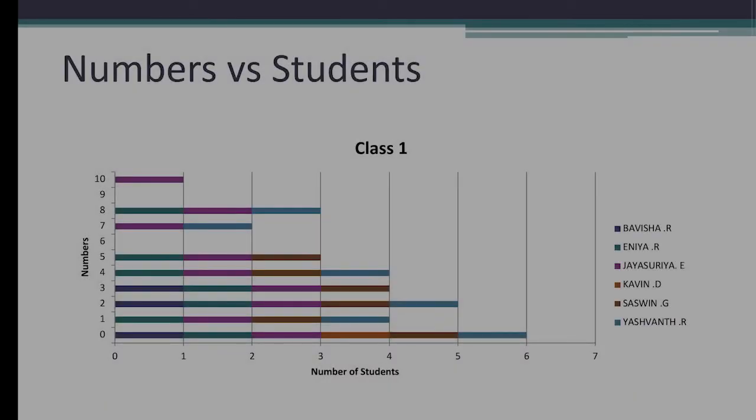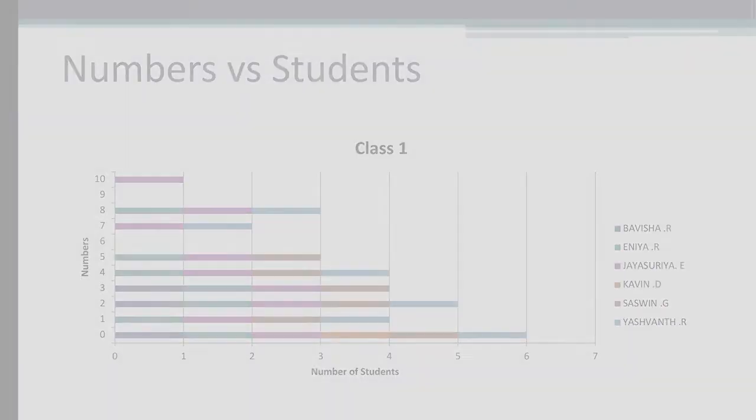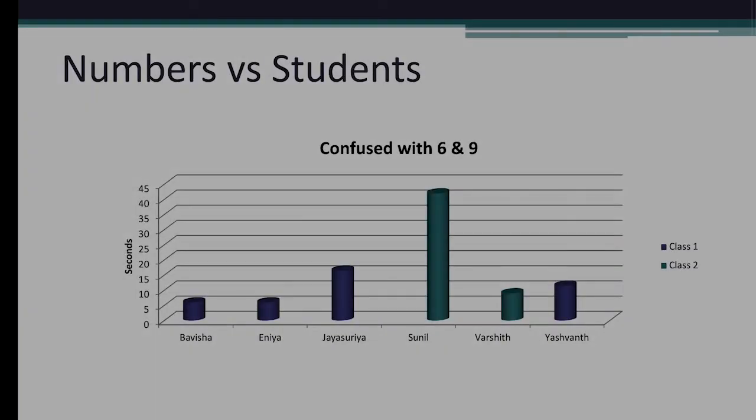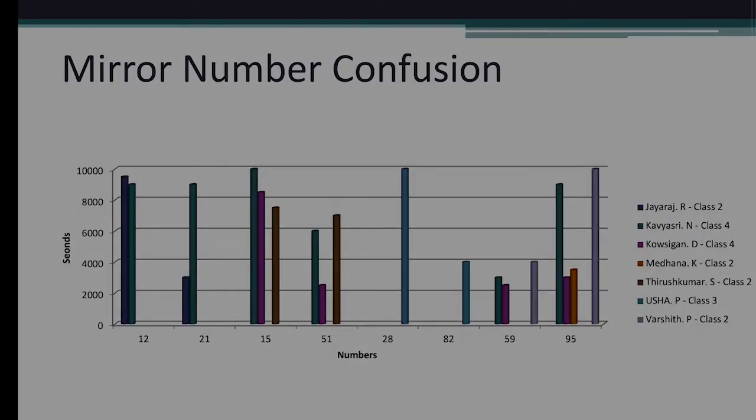And this one is particularly interesting. See, the numbers 6 and 9 have not been answered correctly by any students. So we need to concentrate more on numbers 6 and 9. And this is the overall report of the entire school showing who has confusions with 6 and 9, and mirror number confusions, for example 12 and 21, 15 and 51. In the entire school, who are all confused with these numbers, this report gives you these details.